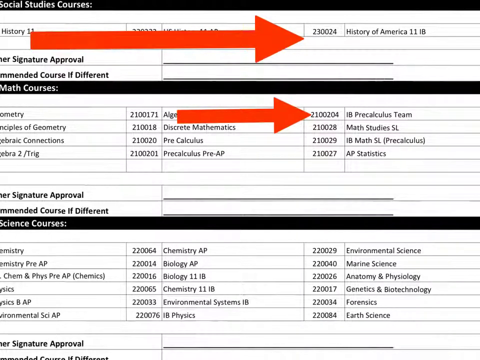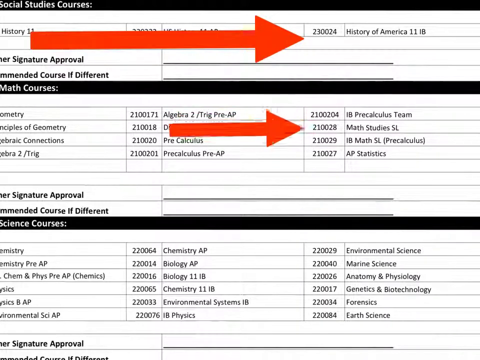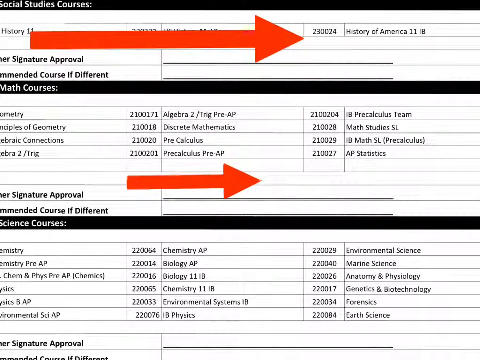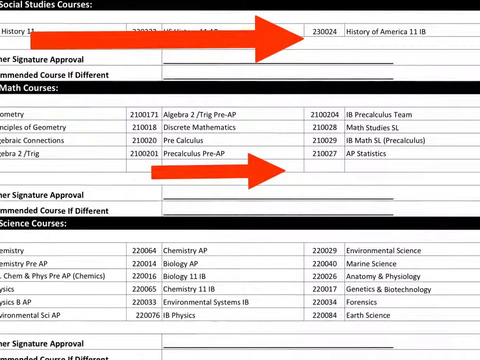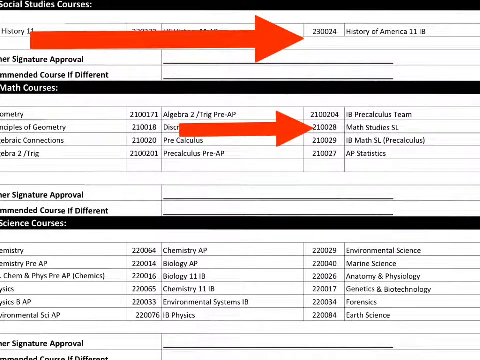A second option there. In some cases, this year as a 10th grader, you might have taken regular Algebra 2 Trig, for example, or you might be taking Algebra 2 Trig pre-AP and you are barely keeping your head above water. You're in over your head. All those kind of different metaphors come to mind. There is another course that you might consider that's called Math Studies Standard Level.